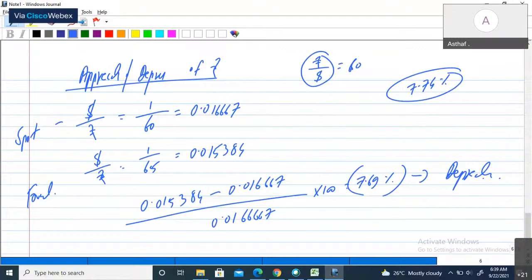Now, my dear friends, I will tell you a shortcut. See, we got 7.610. The same answer you will get in 1 second. No need of doing anything.